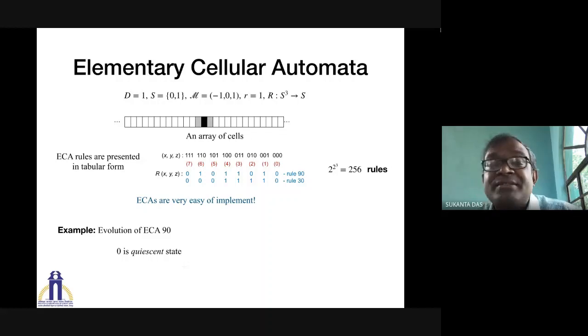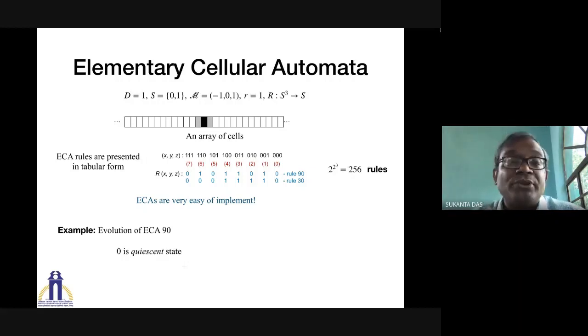You can observe that in the case of ECA 90, 0 is the quiescent state. The same is for 30 also. Here 1 is not a quiescent state, but 0 is. Why? What is the definition of quiescent state? R of q equal to q. Here R of 0, 0, 0 equals 0. For 90, 90 of 0, 0, 0 equals 0. 30 of 0, 0, 0 equals 0. So for both 90 and 30, 0 is the quiescent state.